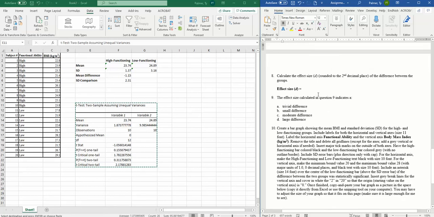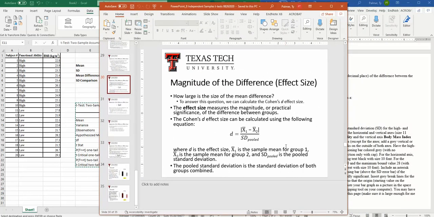Okay, let's move on. Calculate the effect size of the difference between the groups. We need to calculate the Cohen's d effect size. Remember, effect size, Cohen's d, can be abbreviated by this italicized d here. That is the effect size. So to calculate the effect size, how do we do it? If you look back, I'll show you here in the PowerPoint. Here you go, I'll pull it up.